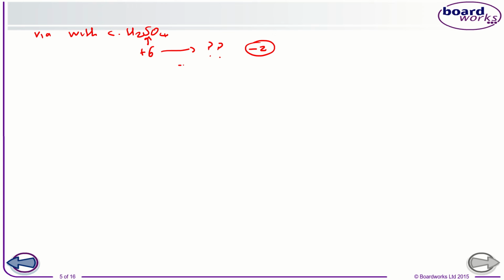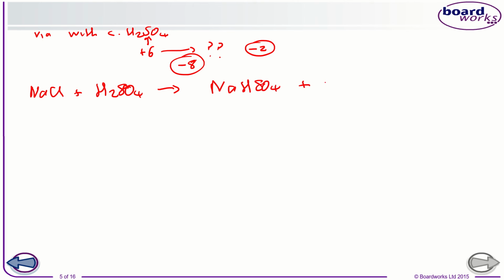And if you think about that, that's a -8 change in the oxidation number. That's significant reduction that's taken place there. But we'll look at the individual reactions, and we'll see how the different ions cause different amounts of reduction, or maybe no reduction at all. So let's look at our reaction first of all of sodium chloride with concentrated sulfuric acid. And we'll write the products. The products of this are sodium hydrogen sulfate, and we also get hydrogen chloride.